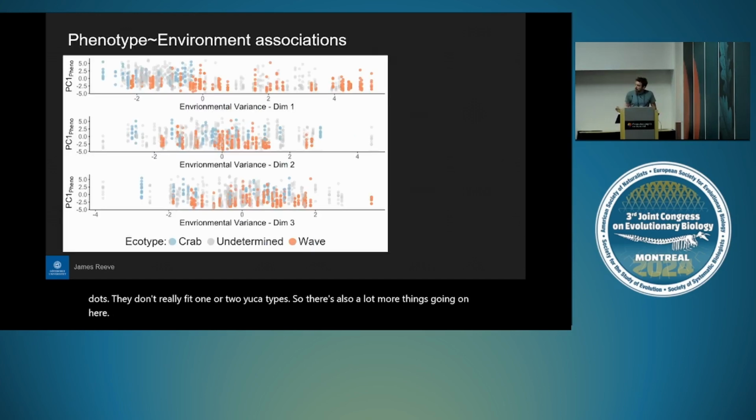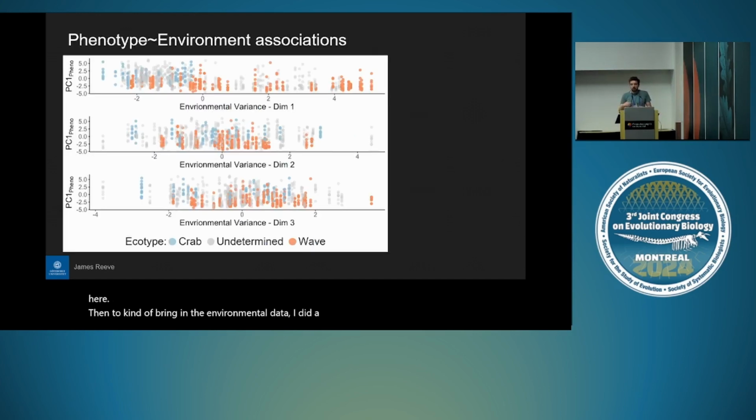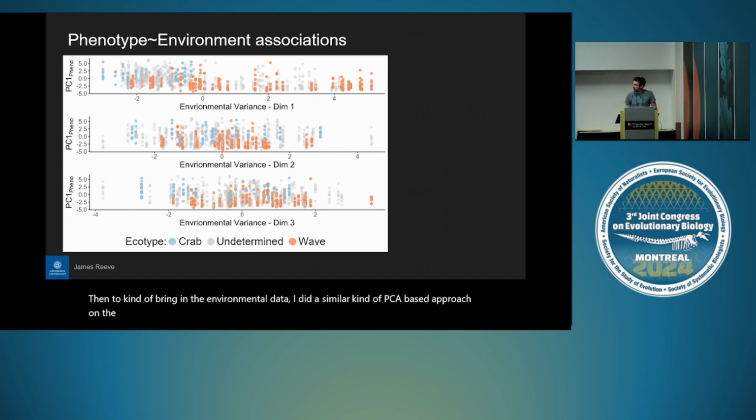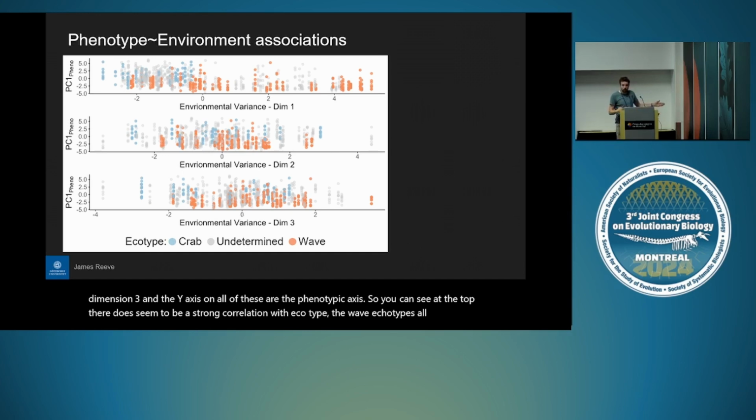Then to bring in the environmental data, I did a similar PCA-based approach on the environmental scores, and these plots show the comparison. So environmental variance dimension 1 is the first primary axis, and then you go down to dimension 2 and dimension 3. And the y-axis on all of these is the phenotypic axis. So you can see up the top, there does seem to be a strong correlation with ecotype. The wave ecotypes are all on the right-hand side, and the crab ecotypes all on the left-hand side.